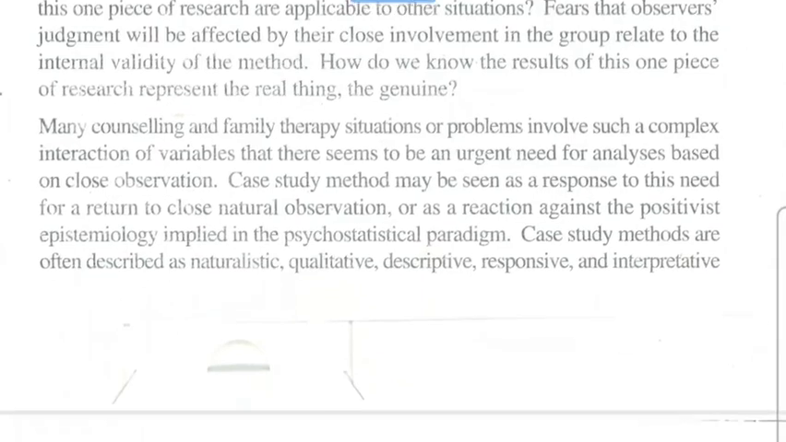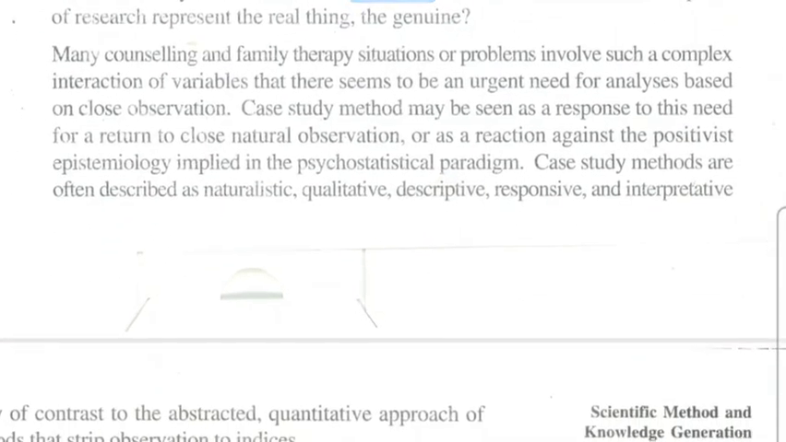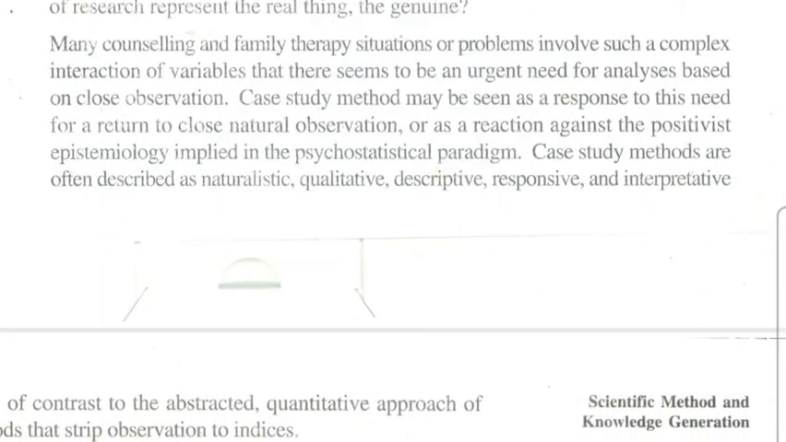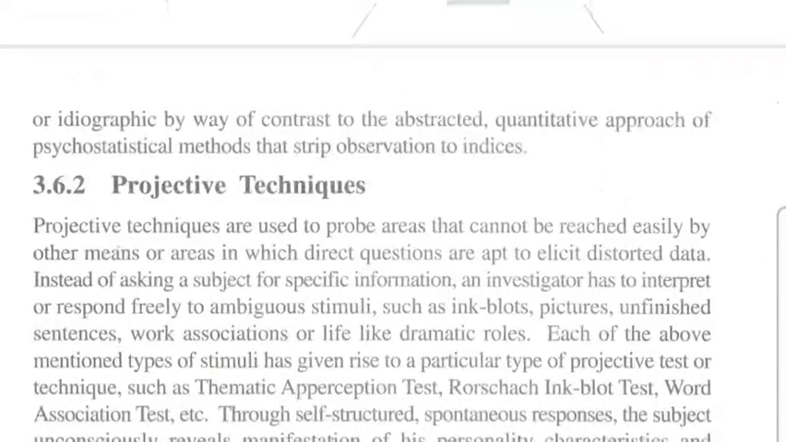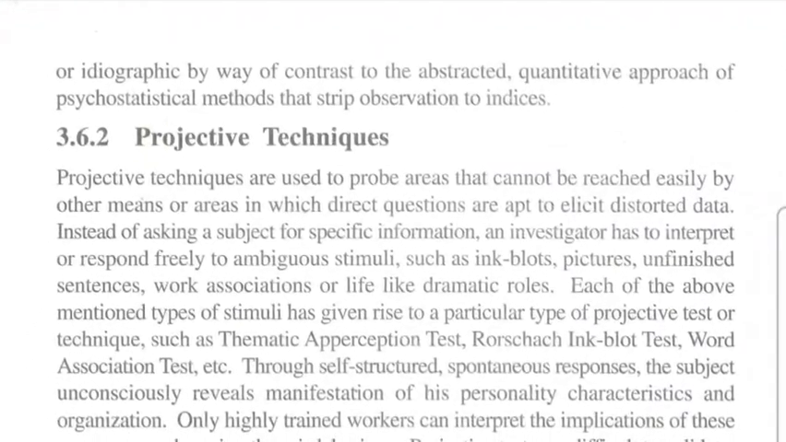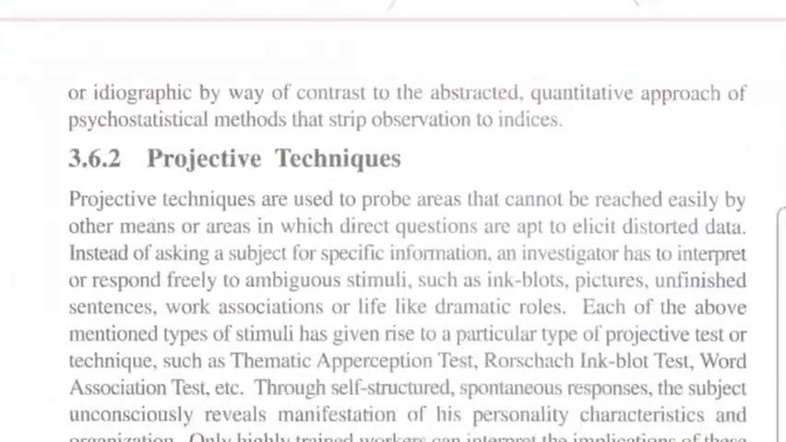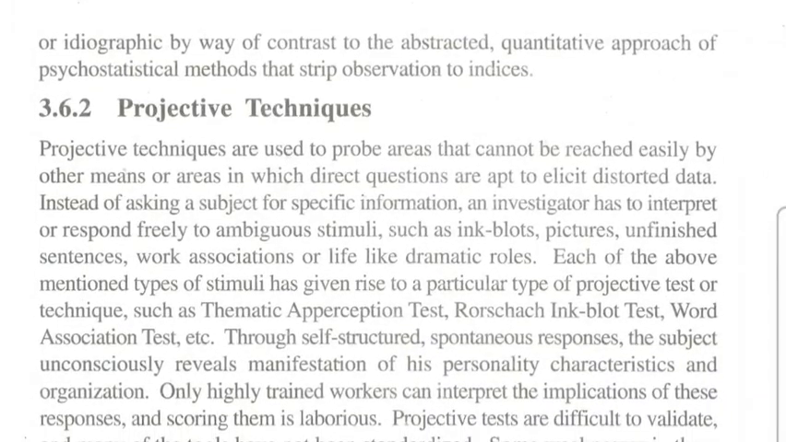Many counseling and family therapy situations or problems involve such a complex interaction of variables that there seems to be an urgent need for analyses based on close observation. Case study method may be seen as a response to this need for a return to close natural observation, or as a reaction against the positivist epistemology implied in the psychostatistical paradigm. Case study methods are often described as naturalistic, qualitative, descriptive, responsive and interpretative or ideographic, by way of contrast to the abstracted quantitative approach of psychostatistical methods that strip observation to indices.